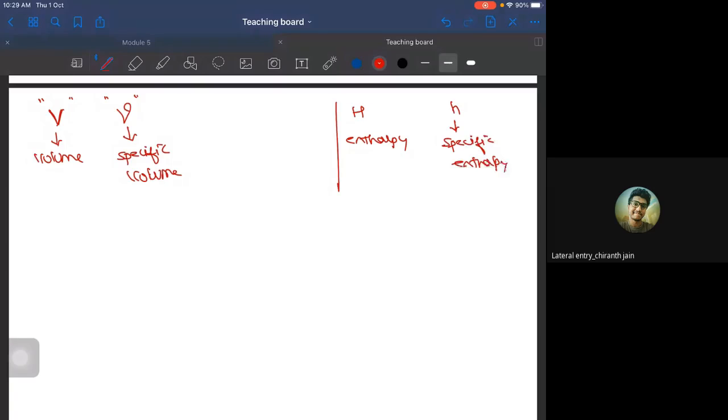Keep this in mind. So what is the relationship between capital V and small v, which is volume and specific volume? What is the relationship between these two? Capital V equal to small v by m. Is that correct?